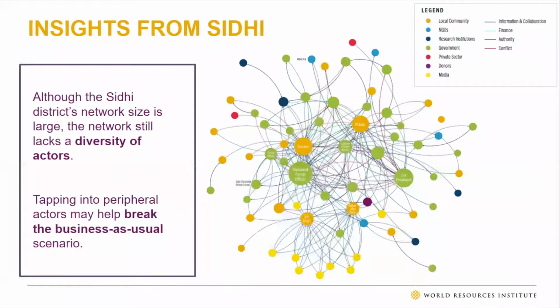So if you look at the social landscape opportunity map for SIDHI, we realized that it looks like a very dense network. However, what we realized was there was lack of diversity of actors, especially NGOs that could implement and scale landscape restoration in the district and for the larger landscape that we are working in.